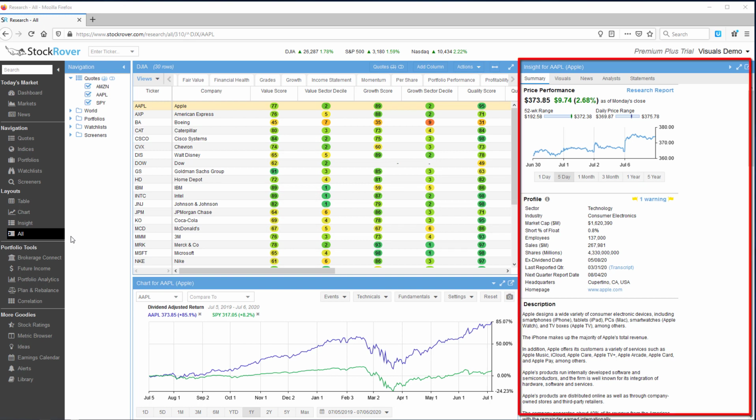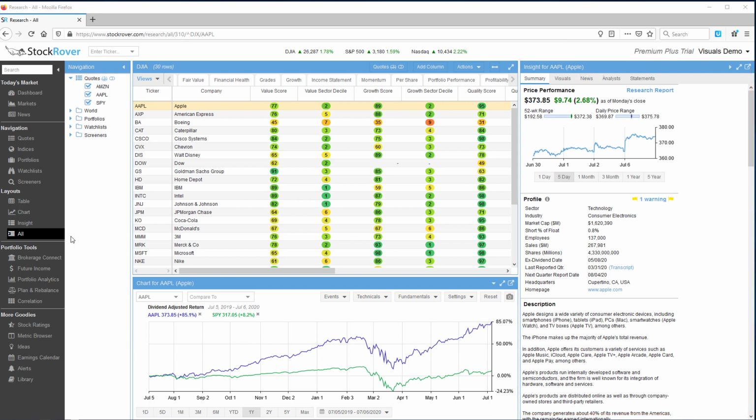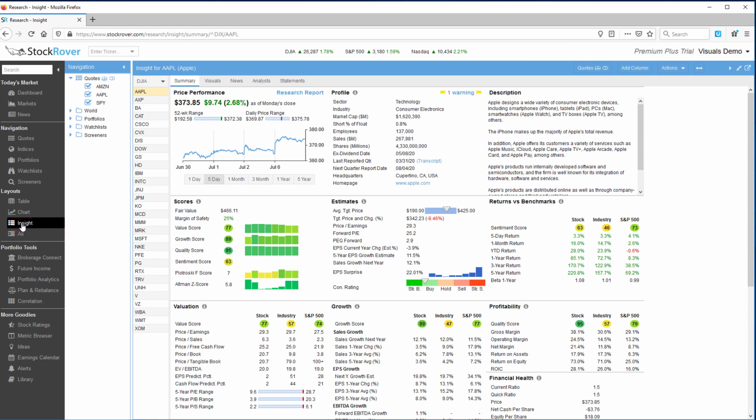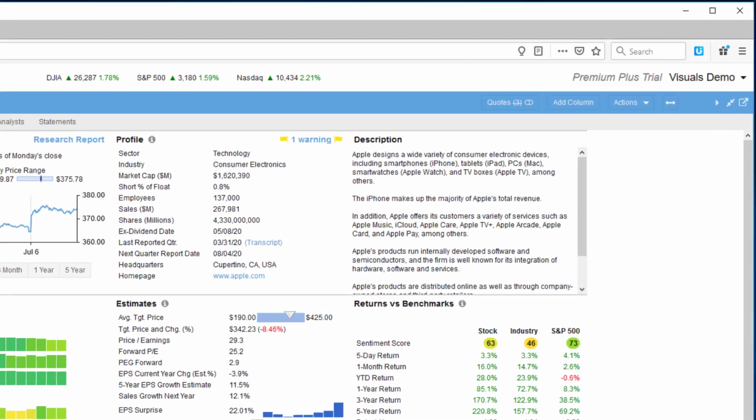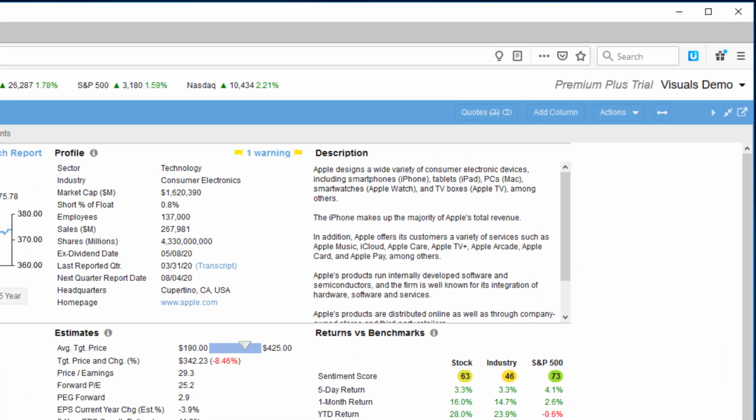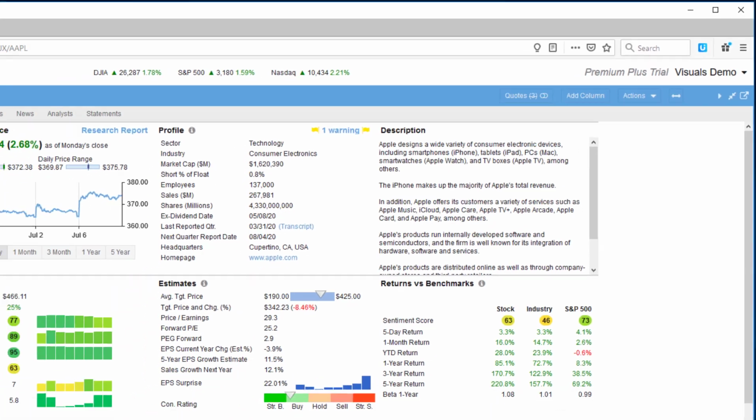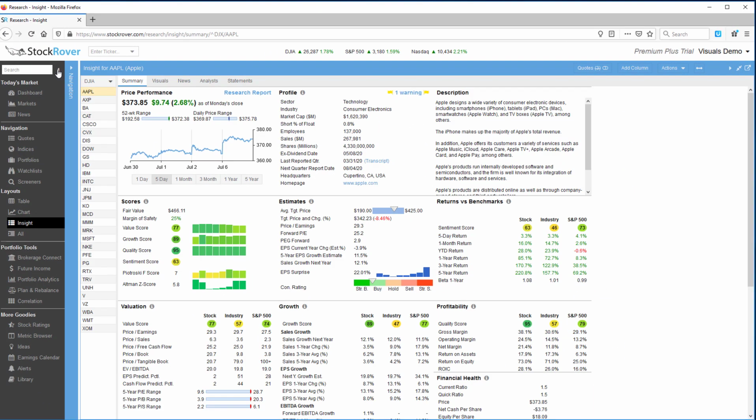Visuals are located in the Insight panel. We can see the Insight panel in the All layout as shown here. The Insight panel can also be shown on its own layout. This allows us to use a bit more screen real estate. The Insight panel can also be detached in its own separate window by clicking here. Let's free up a bit of real estate here.